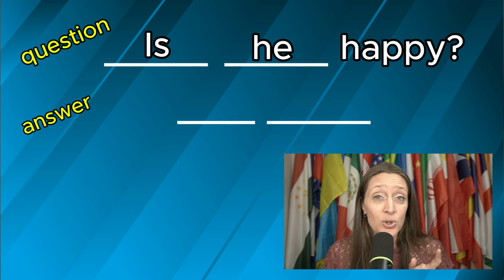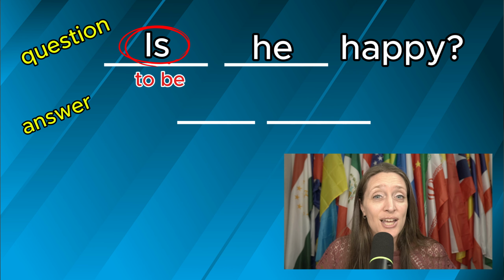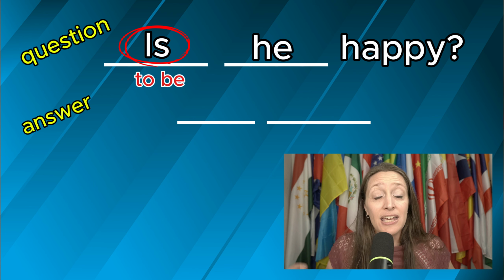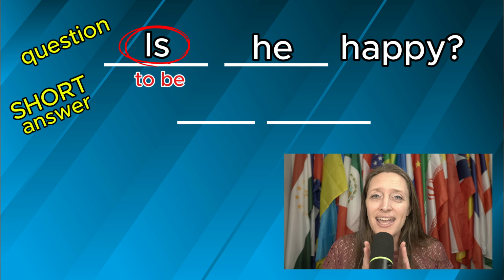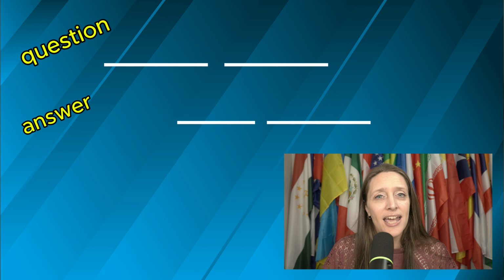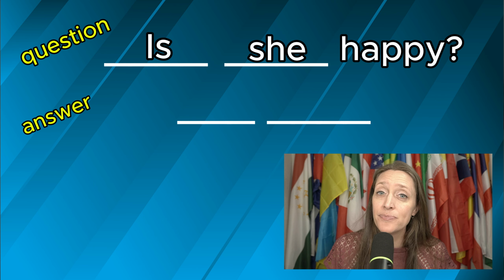Listen to the first word in the question. Is he happy? Aha, that is the verb to be. So you will answer with the verb to be. If you want to make a short answer, you can say, yes, he is. If I ask a question about your mom, is she happy?